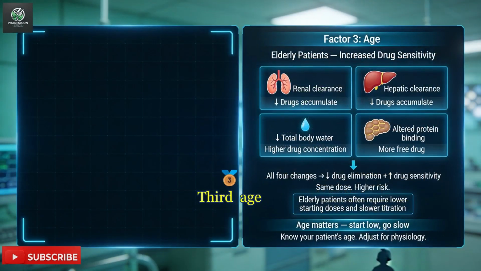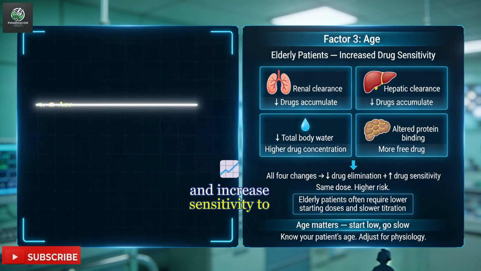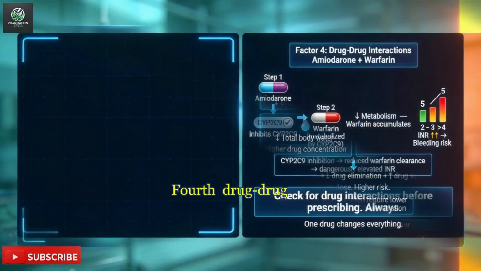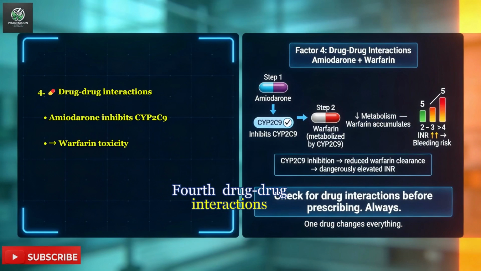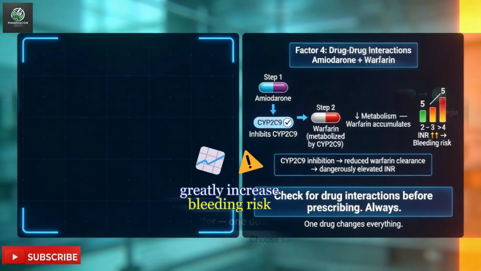Third, age. Elderly patients often have reduced renal and hepatic clearance, lower total body water, and altered plasma protein binding, all of which can change drug distribution and increase sensitivity to medications. Fourth, drug-drug interactions. Amiodarone inhibits CYP2C9, the same enzyme responsible for metabolizing warfarin. This interaction can raise INR to dangerous levels and greatly increase bleeding risk.